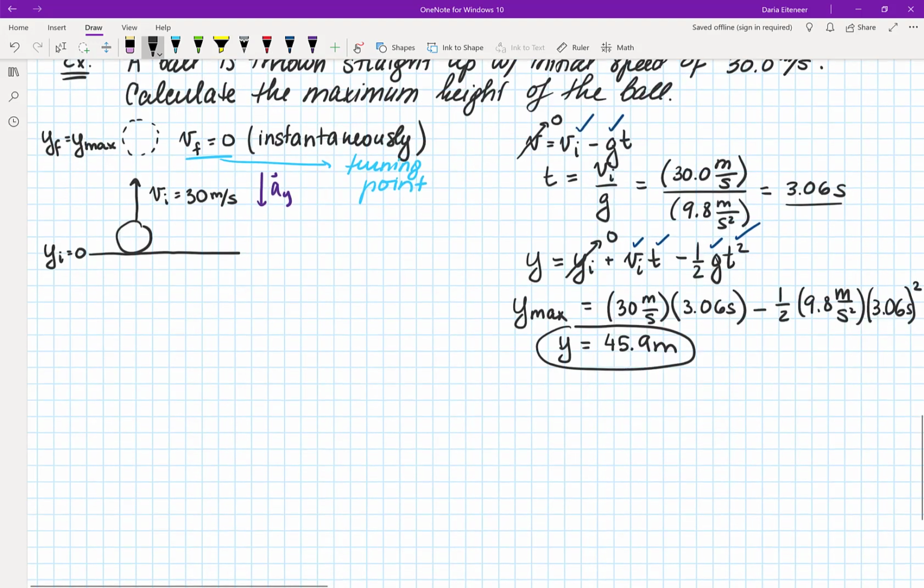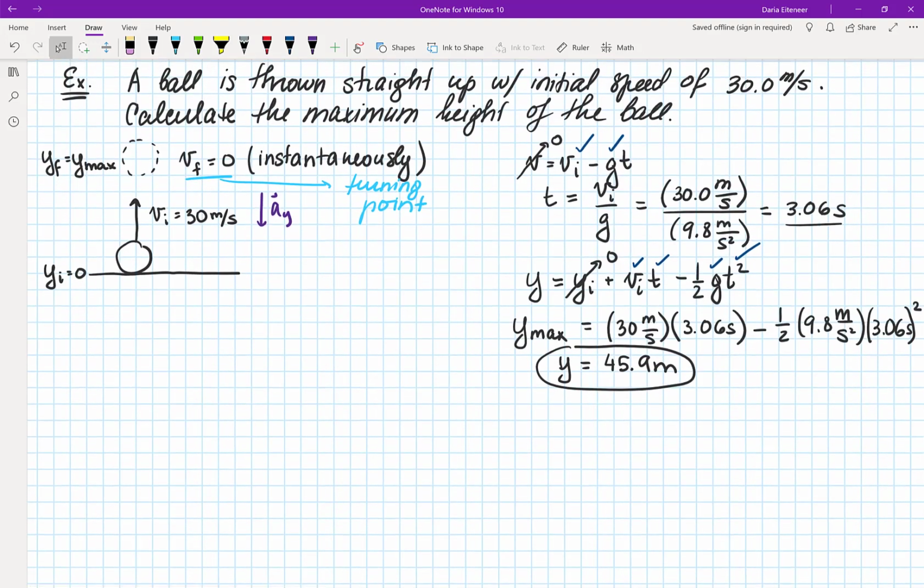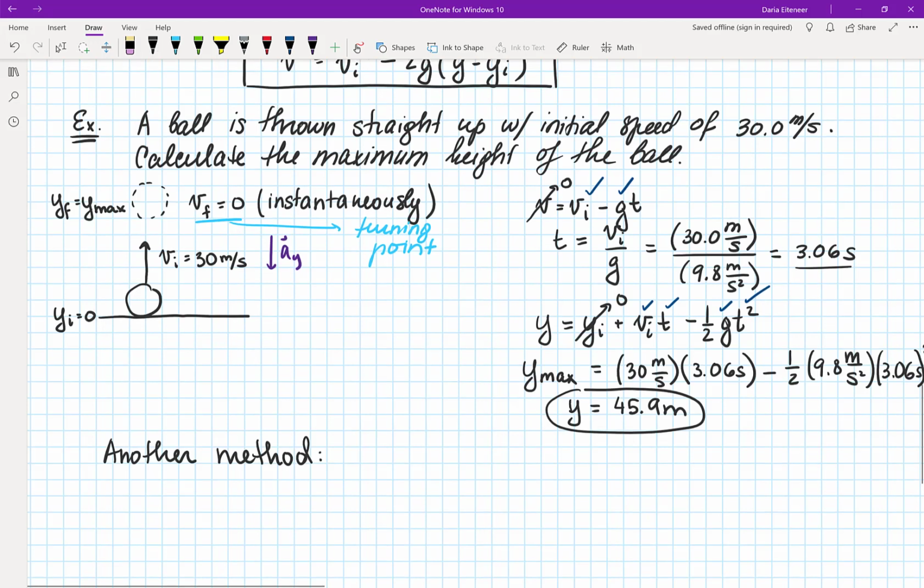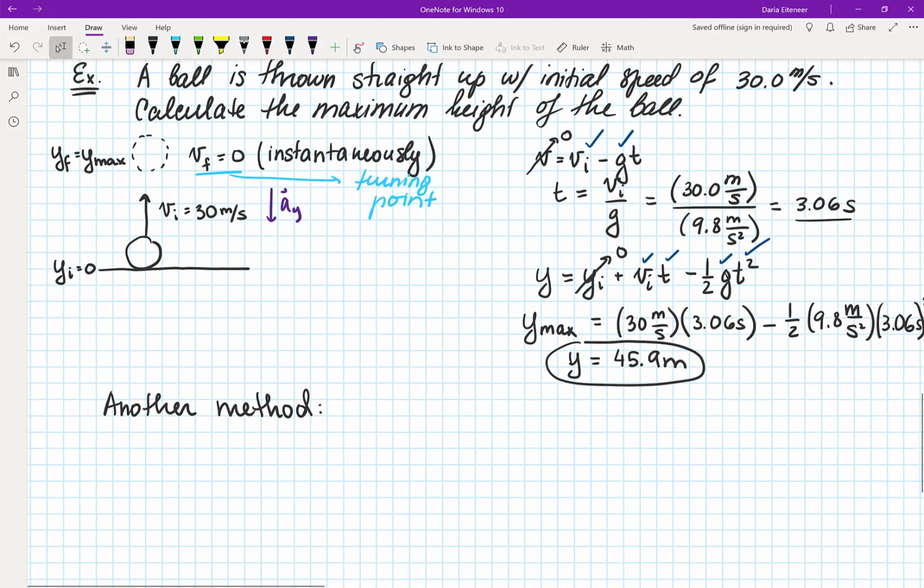Another method to solve this problem would be to use the third equation out of the 3 kinematics equations. The problem didn't really ask for time, right? We calculated the time in order to plug it into the y equation, but we really didn't need that value other than to use it in the next calculation. So we could use the third equation.